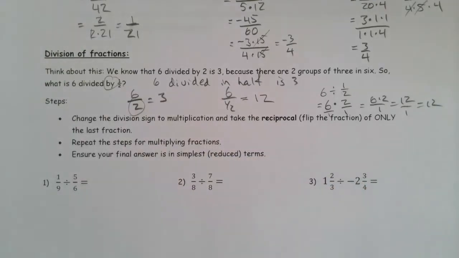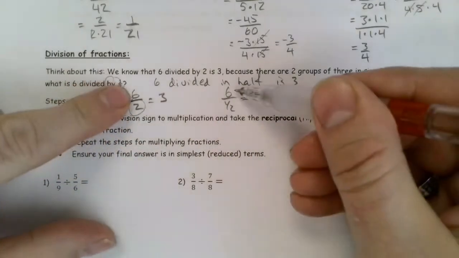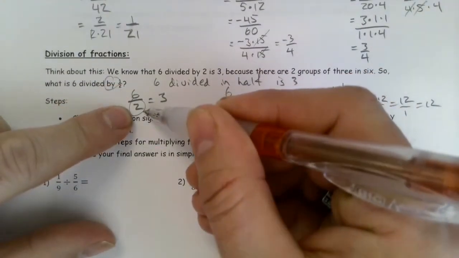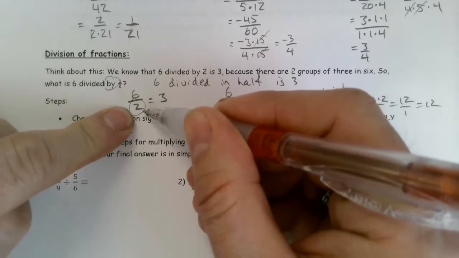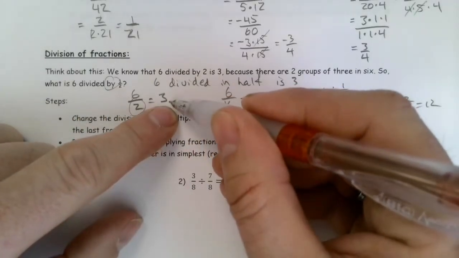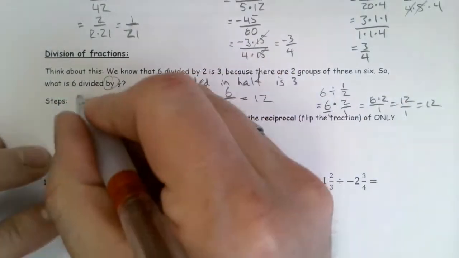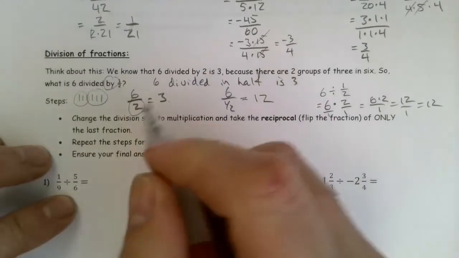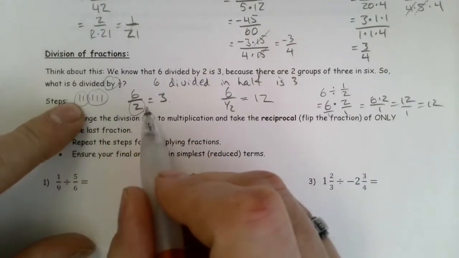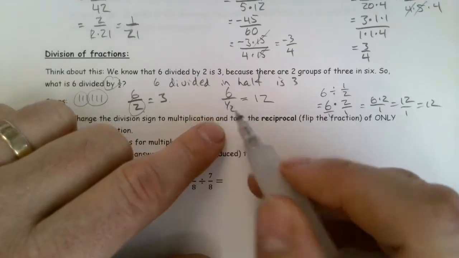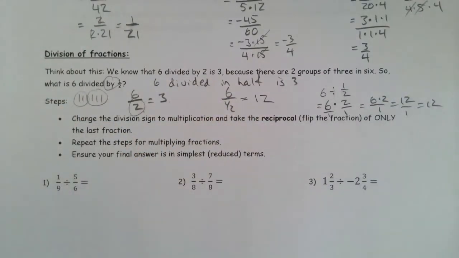So again, there are two different ways of thinking about this. The numerator here tells us how many little objects that I have. The denominator tells us how many sets there are. What's on this side here is how many objects are in that set. So 6 objects, 1, 2, 3, 4, 5, 6, split up into 2 groups means I've got 3 in each group. Or I've got 6 divided into half a group.